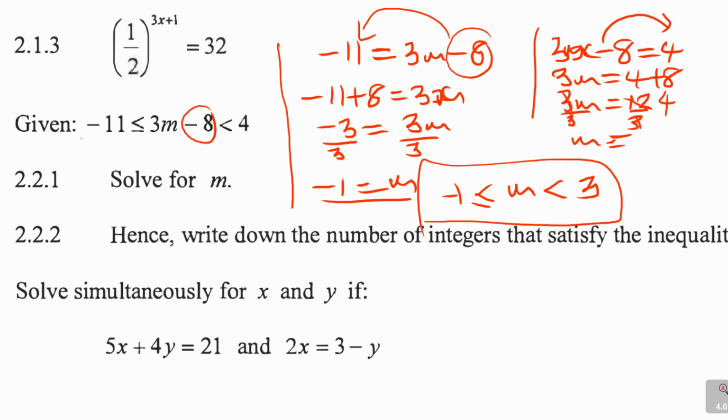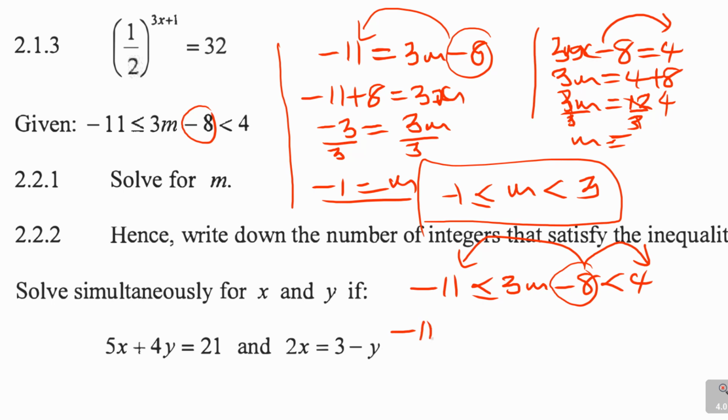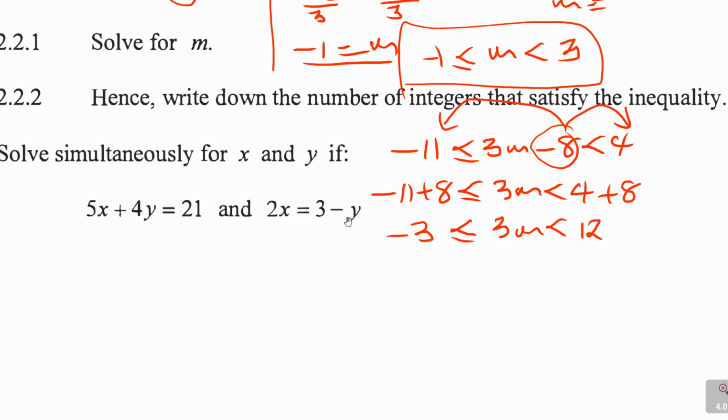Are you with me? But how can you work this straight away? So this is what you do, because that's the best way to do. Don't do it the way I was doing, it is too long. So it's minus 11 is less than or equal to 3m minus 8 is less than 4. First of all, take this negative 8, this side and that side. So it will be minus 11 plus 8 is less than or equal to 3m is less than 4 plus 8. See what I'm having? Here you'll have negative 3 is less than or equal to 3m is less than 12. That's the best way to do this.